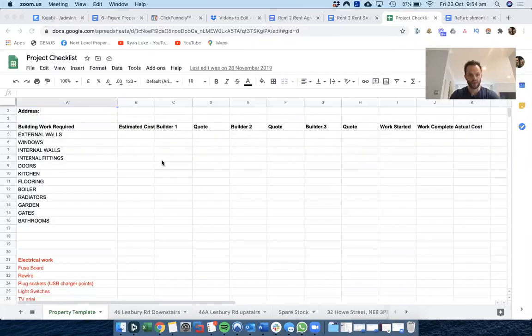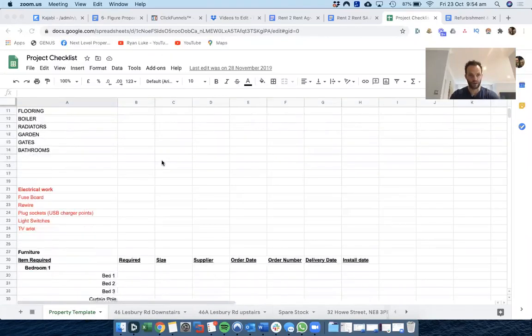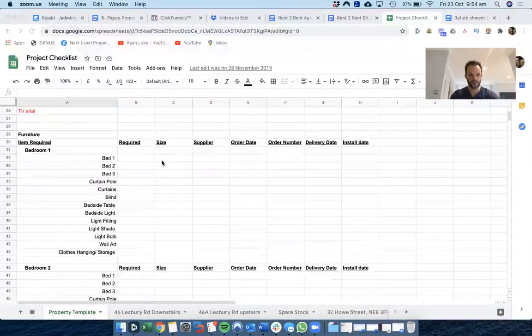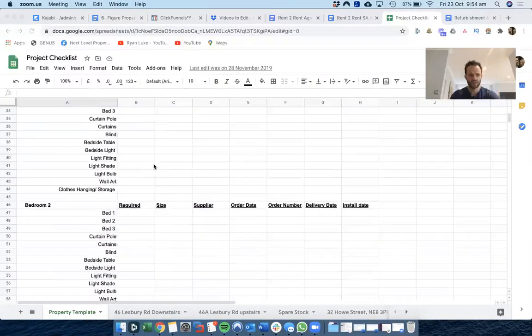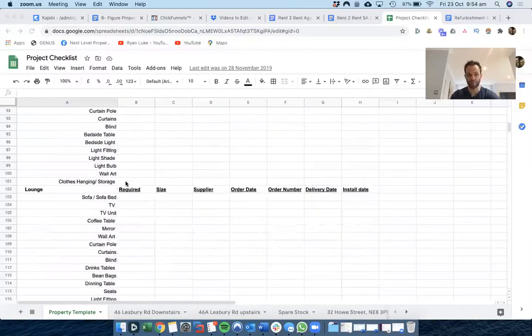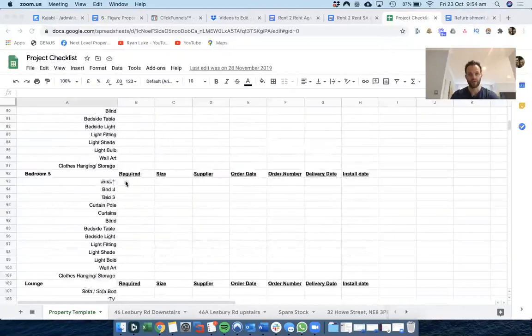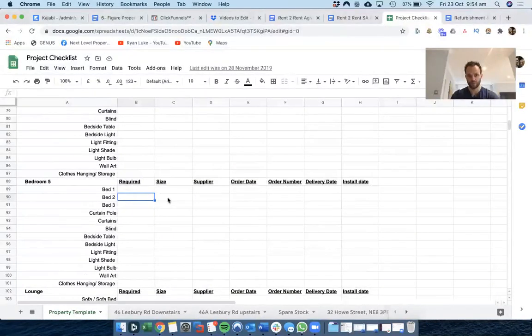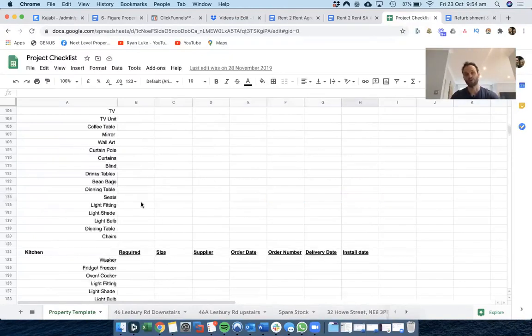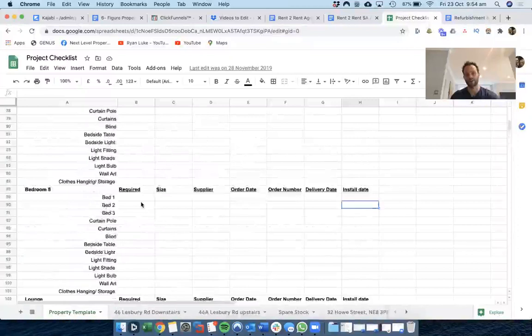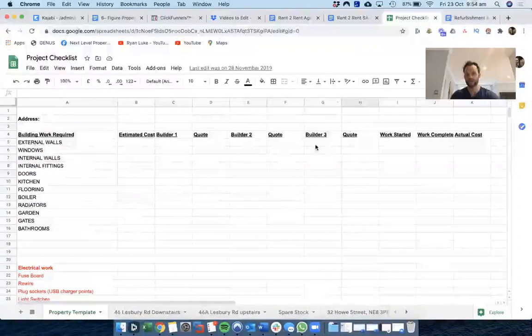This is a project checklist of what you need in terms of furniture, potentially. If you're going to be fully kitting them out for SAs or HMOs, you're going to need most of these. What you need in a kitchen, what you need in a bathroom. What I then do is note what's required, what size, so double, single, etc., who the supplier is, when we ordered it, what the order number was, what the delivery date was, and what the install date was. When you're ordering lots of stuff, you need to keep on track of it, or you end up with missing items and you miss things off.